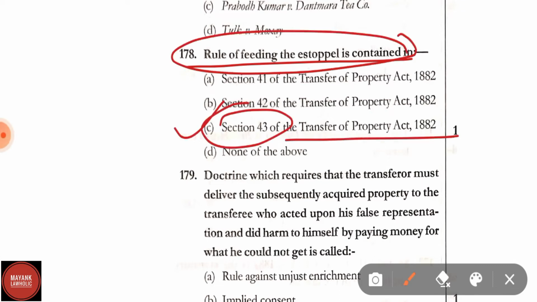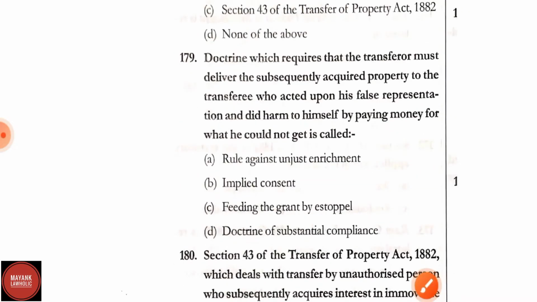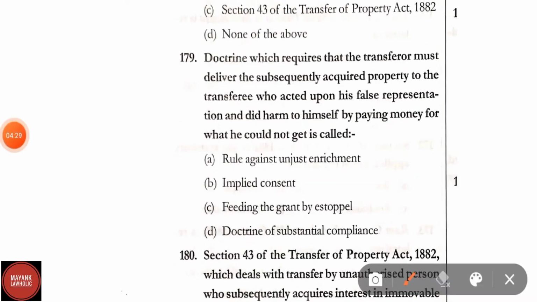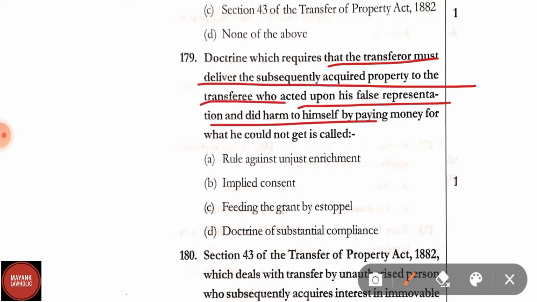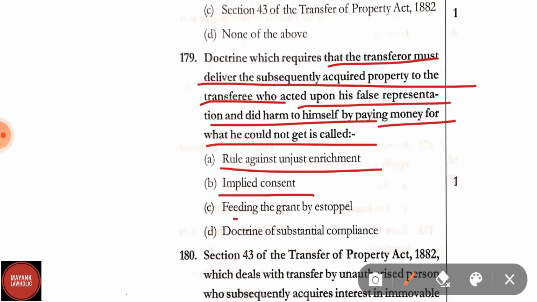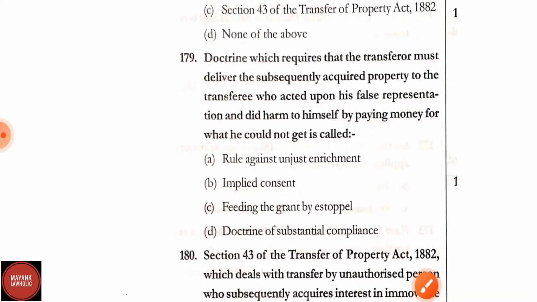Rule of feeding estoppel is contained in Section 43. Question number 179. The doctrine which requires that the transferor must deliver the subsequently acquired property to the transferee who acted upon his false representation and did harm to himself by paying money for what he could not get is called: rule against unjust enrichment, implied consent, feeding the grant by estoppel, doctrine of substantial compliance. Correct answer is option C, that is feeding the grant by estoppel.